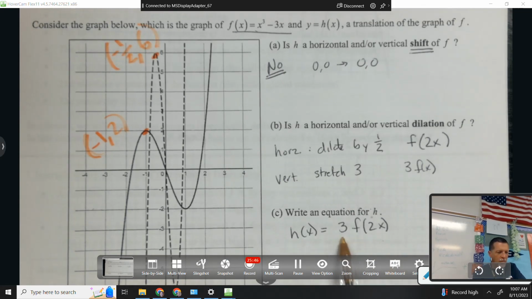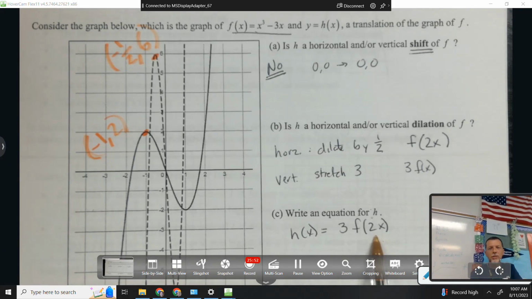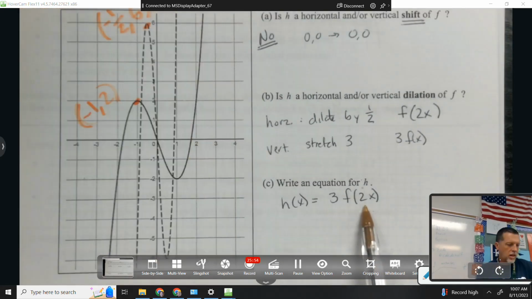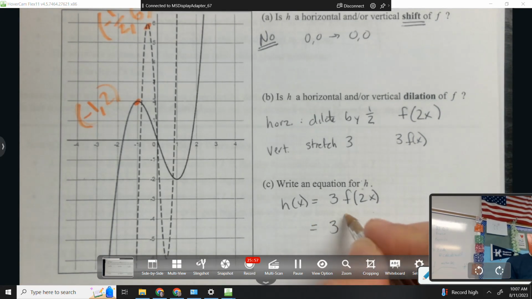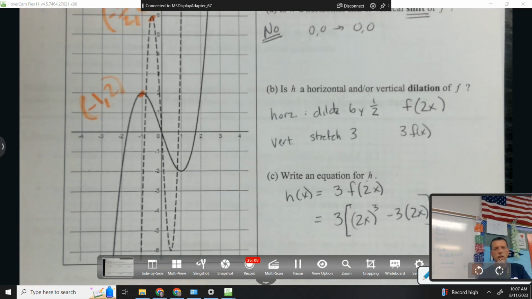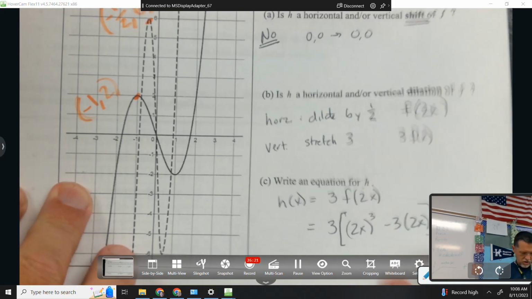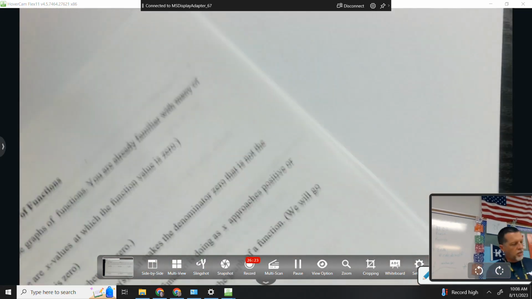So we stretched it by 3 and compressed it by, you could say compressed by 2. I would know what you mean. You're dilating it by a half. So 3 times 2x cubed minus 3 times 2x. That would accomplish the vertical stretch and the horizontal squish. Very technical language: stretch and squish. 8 minutes left to do the last page. I think we'll be okay.